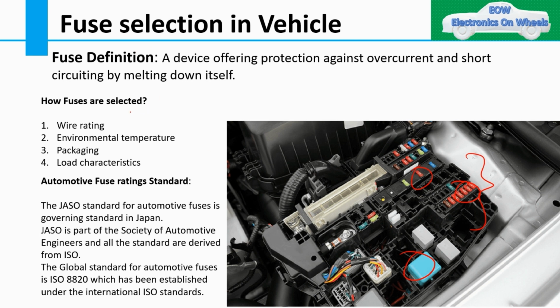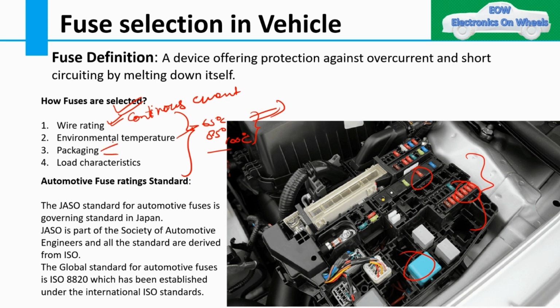So moving to how fuses are selected, these are a few of the parameters I have already told you, and there are many other parameters also, but let's recap. Wire rating is nothing but the basis on which you are selecting, that is continuous current: what continuous current is flowing through that particular wire. Then environmental temperature, whether you are using it for 65 degree centigrade or 85 degree centigrade or 100 degree centigrade. So what is the position or location of your fuse box, we have to see that.